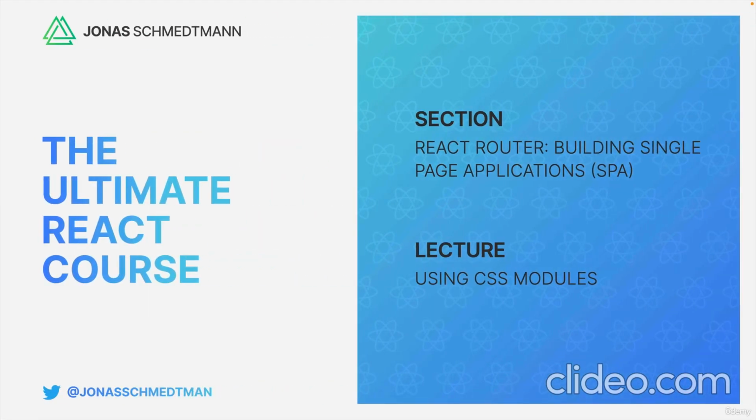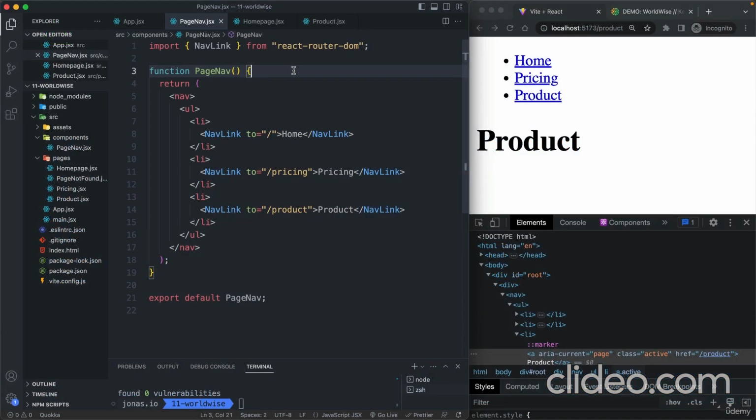Let's now learn all the fundamentals of CSS modules that we need, which is actually really easy. So luckily for us, CSS modules already come out of the box, both with Create React App and Vite. So there's nothing to install in order to make CSS modules work. Now, as we just learned in the previous lecture, what we do with CSS modules is to create one external CSS file per component. So let's do that here for this page navigation.